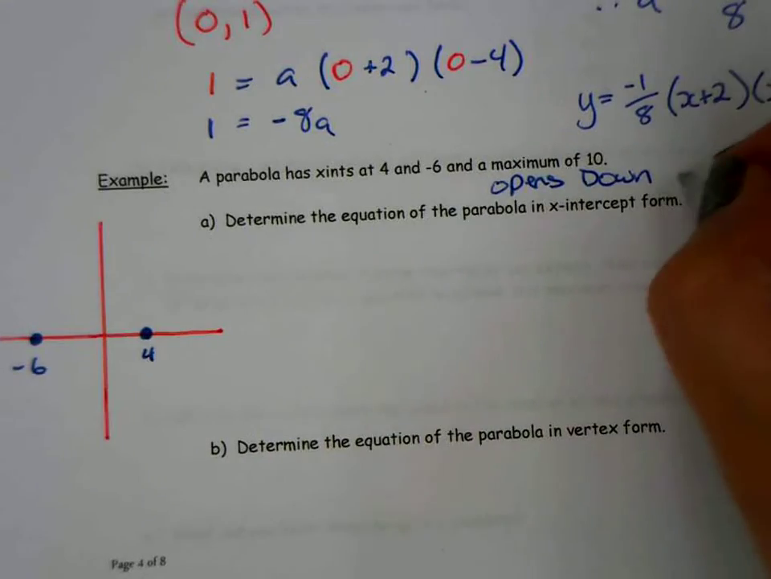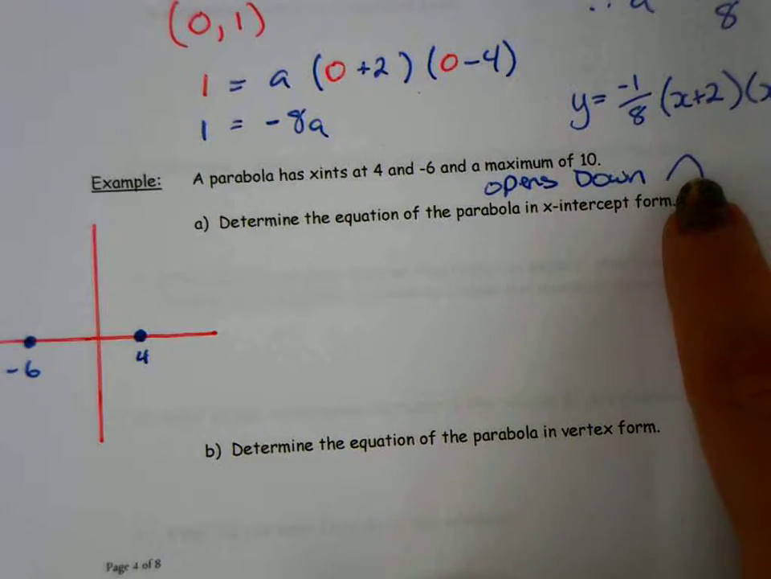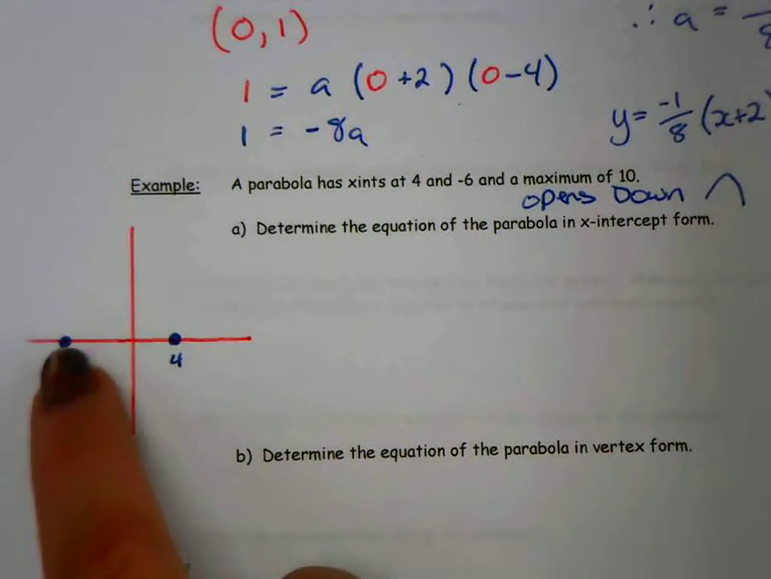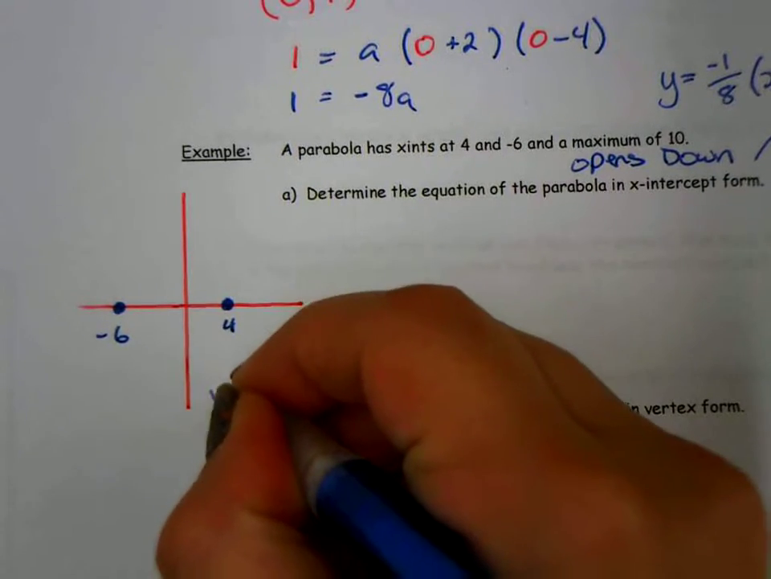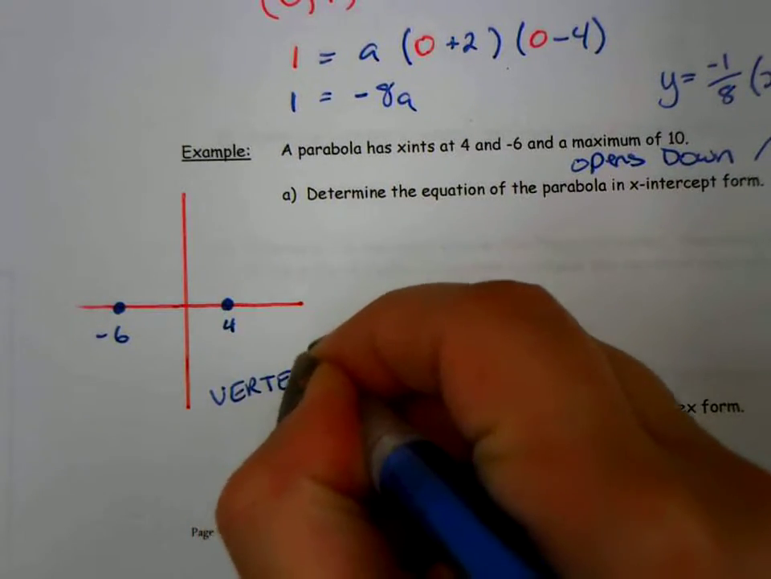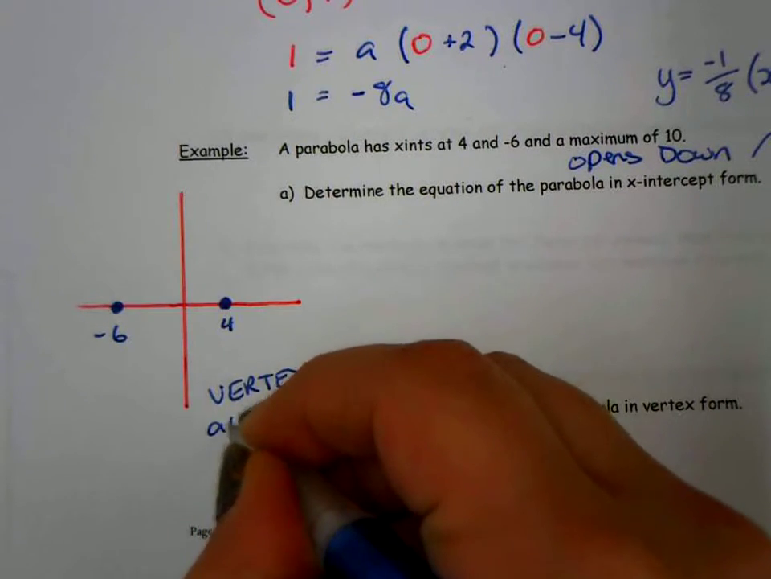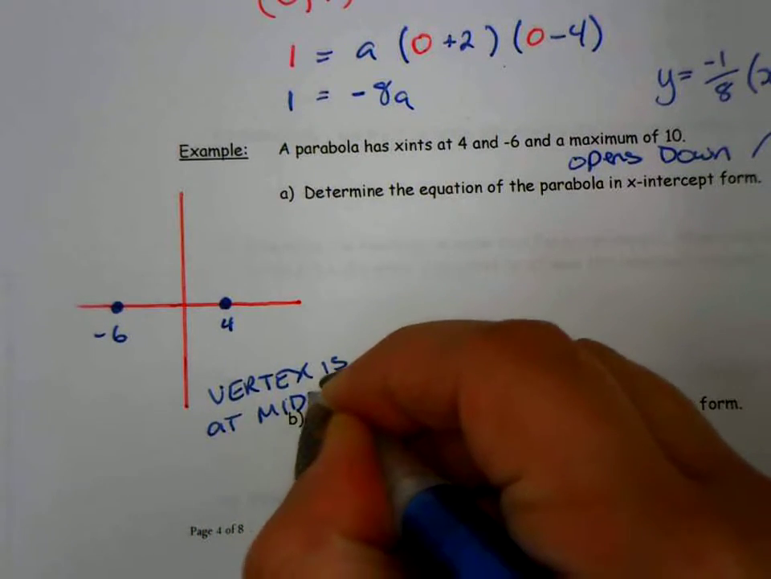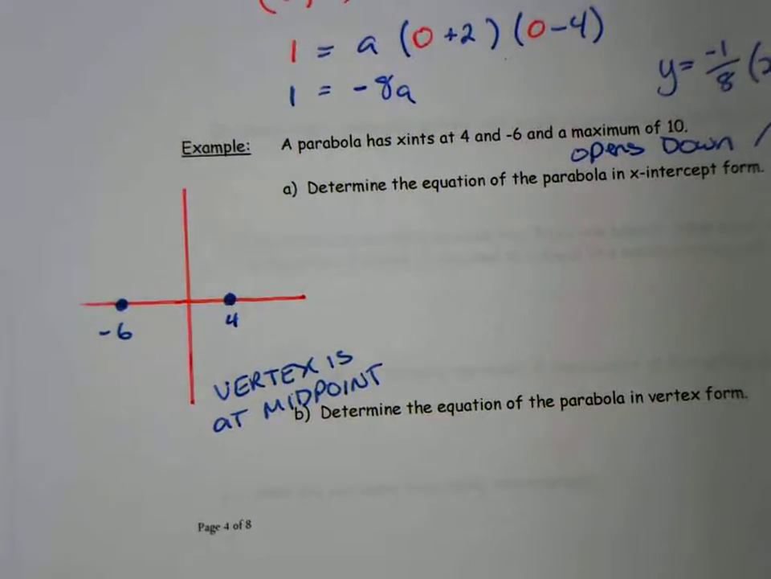We must have a parabola that's kind of unhappy shaped, sad face parabola, which means our a value is going to be negative. This maximum point is going to be equal distance between the two x-intercepts. The vertex, our maximum, is at the midpoint. You can use the midpoint formula if you really wish. I tend to just count.